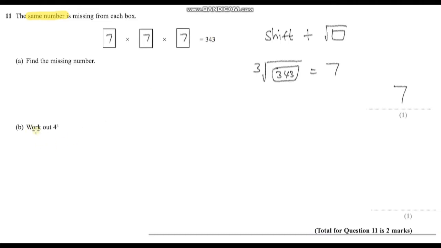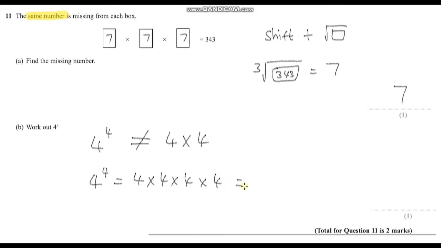Okay, part B, it says work out 4 to the power 4. Now 4 to the power 4 is not 4 times 4. A lot of people make that mistake and just want to multiply these numbers together. We're not doing 4 times 4. We're multiplying 4 by itself 4 times. So 4 to the power 4 is equal to 4 times 4 times 4 times 4.